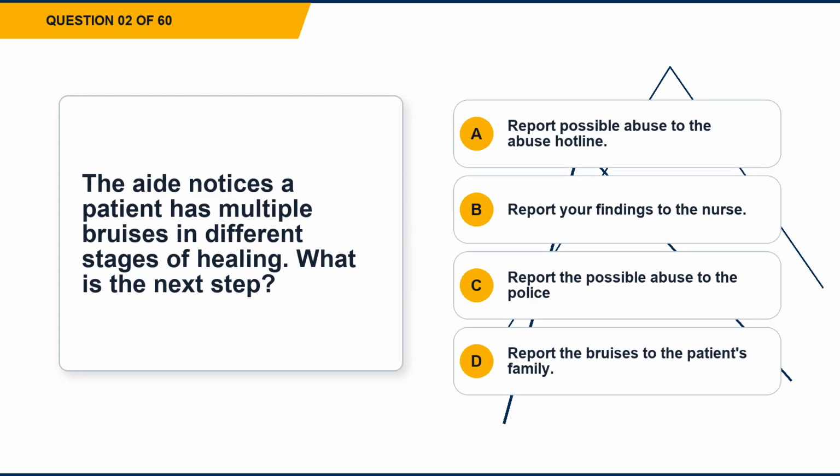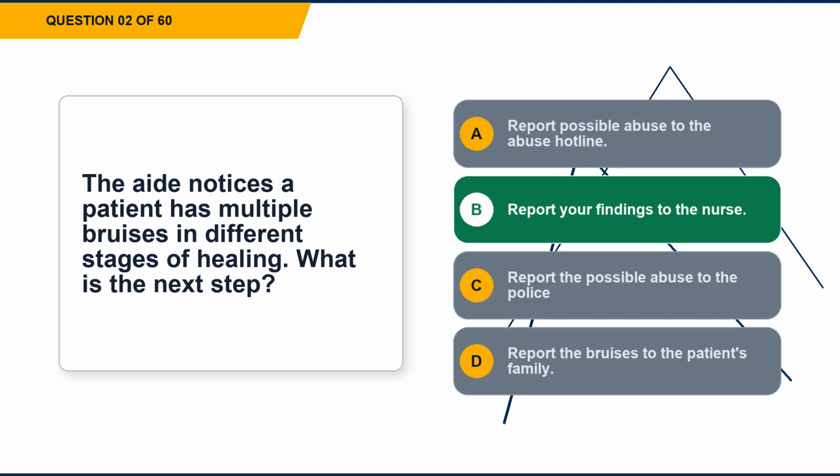Question 2. The aide notices a patient has multiple bruises in different stages of healing. What is the next step? Option A, report possible abuse to the abuse hotline. Option B, report your findings to the nurse. Option C, report the possible abuse to the police. Option D, report the bruises to the patient's family.